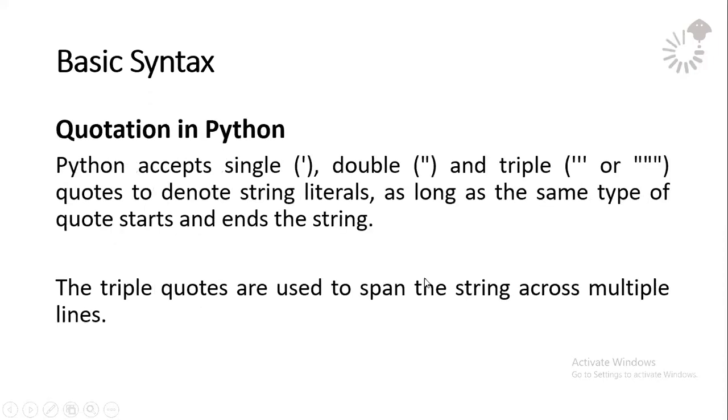Quotation in Python. Python accepts single quote, double quote, and triple quote to denote string literals as long as the same type of quote starts and ends the string. Like what we did earlier with hello Anna, hello world, okay? Either use single quote or double quote. As long as your opening is single, of course your closing is single. If your opening is double quote, your closing is double quote.